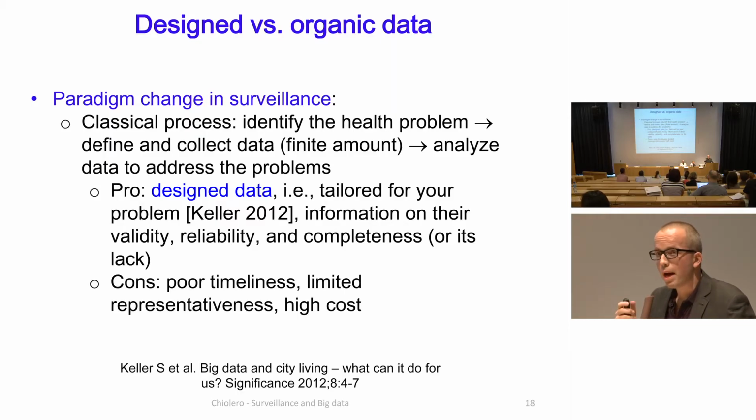Design data. So I would say the classical process in surveillance is that you identify the health problems, you define and collect data, a finite amount of data, and you analyze data to address the problems. One pro is that this is design data. They are tailored for your problems. So I mean that you have designed the tool to measure things, so you have information on their validity, on their reliability, and on the completeness or the lack of the completeness of this data. What is con? This is poor timeliness, limited representativeness, and high cost.